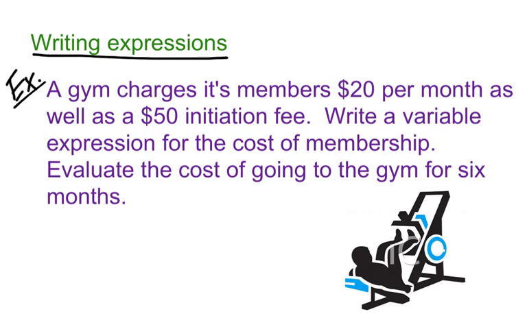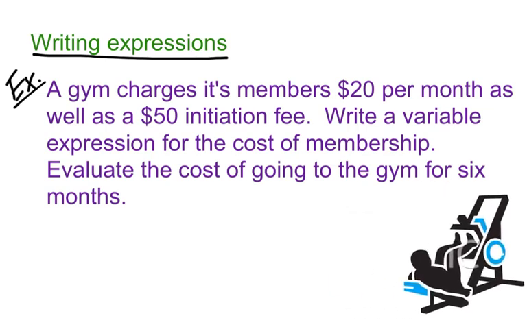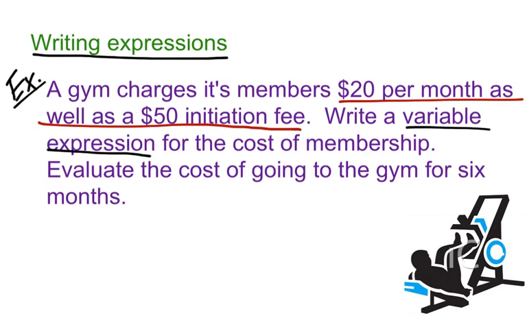Alright, there are 2 questions here. As you can see, this guy pumping some iron. The first is write a variable expression. So we're going to do that first for the cost of membership. So variable expression for the cost of membership. Okay, so it's $20 per month, as well as $50 initiation fee.